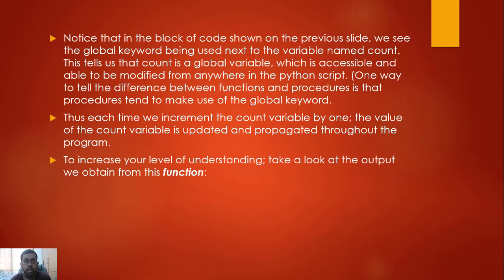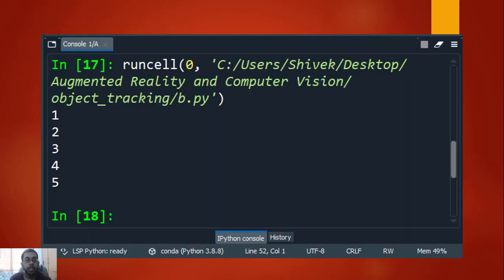One way to tell the difference between functions and procedures is that procedures tend to make use of the global keyword. Thus, each time we increment the count variable by 1, the value of the count variable is updated and propagated throughout the program. To increase your level of understanding, take a look at the output we obtain from this function. 1, 2, 3, 4, 5.